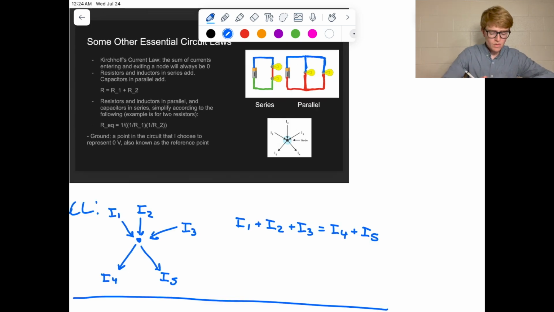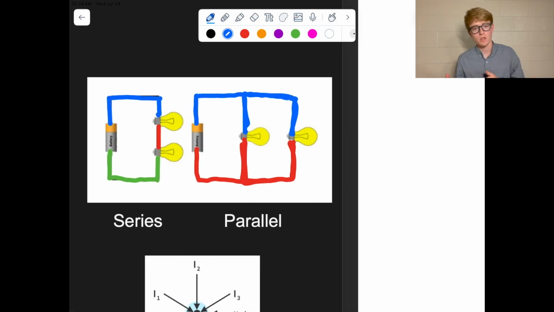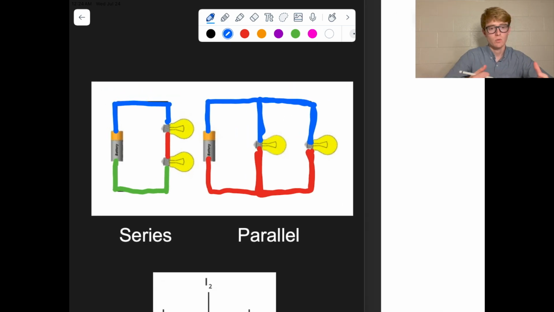So first things first, what is series and what is parallel? This is something that a lot of people might have an idea about, but just to define it concretely: two components are in series when they share just one node. If they share just one node, then they're in series. So they have just one connection. That's what we're looking for.